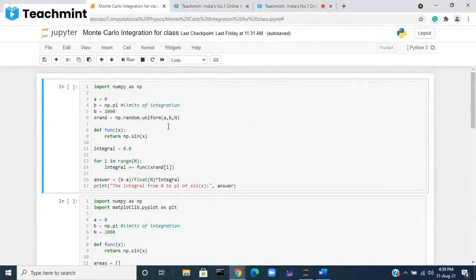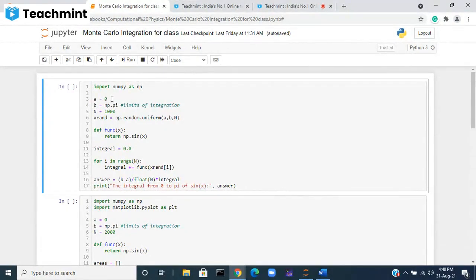So we're going to calculate the integral of sine of x. First we import the numpy library. The sine function is defined in the numpy library, so since we want to use the sine function, we import the numpy library as np.